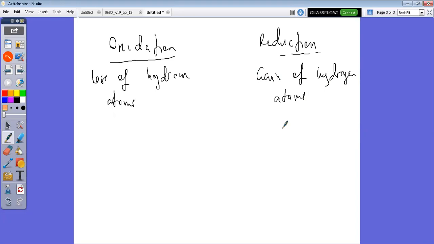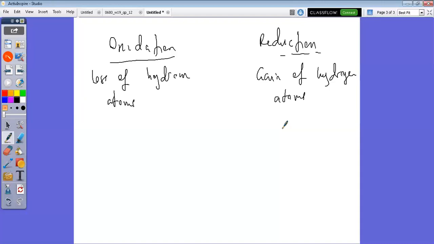Now we're together? Yes, sir. Yes, sir. Oh, you are lost. Because there's lost. Oxidation is the loss of hydrogen atoms, and that one is the gain of.